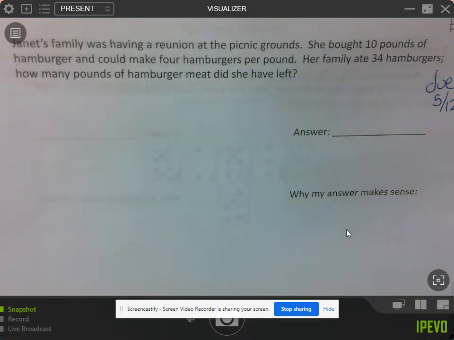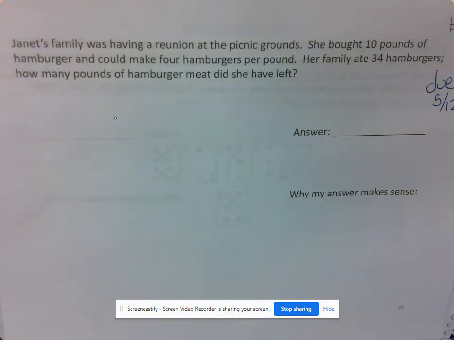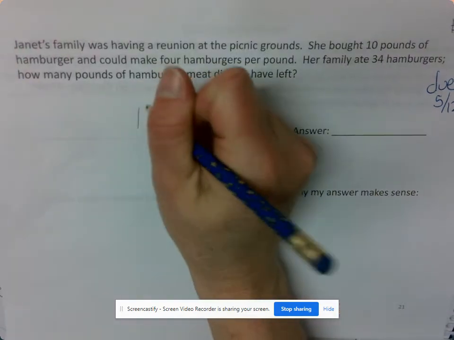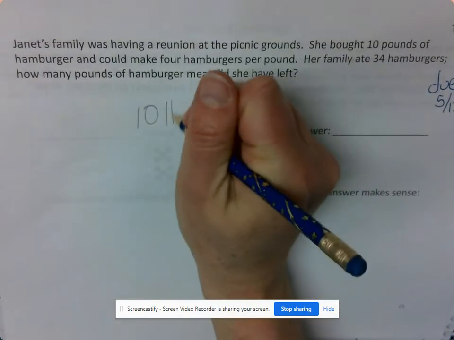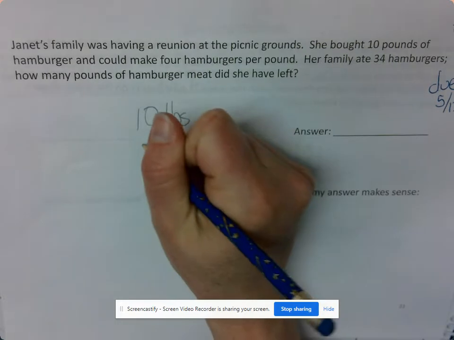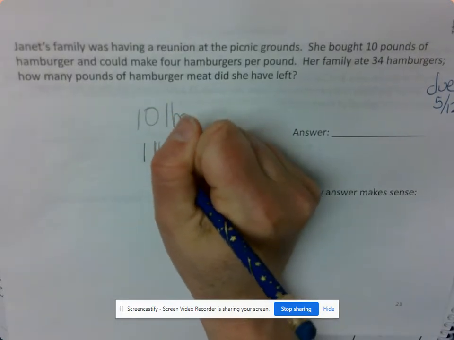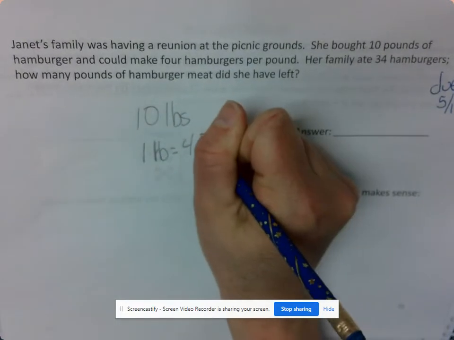Oops, dropping my pen. She bought 10 pounds. Maybe it'll write for me. Okay, it is not wanting to write. Always fun. So I'll write on my paper. She bought 10 pounds, and 1 pound equals 4 hamburgers.